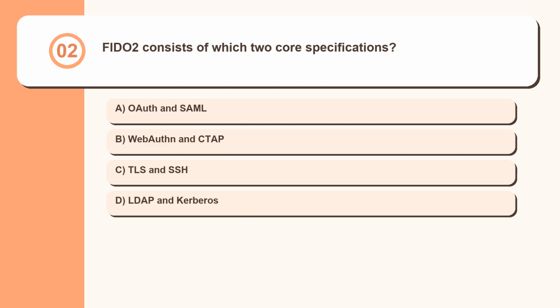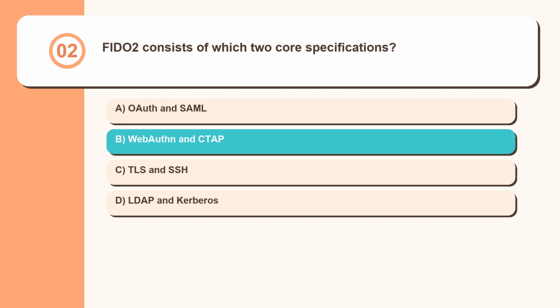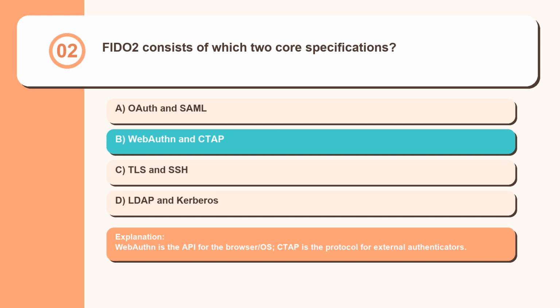Question 2. FIDO2 consists of which two core specifications? OAuth and SAML, WebAuthn and CTAP, TLS and SSH, LDAP and Kerberos. WebAuthn is the API for the browser/OS, CTAP is the protocol for external authenticators.